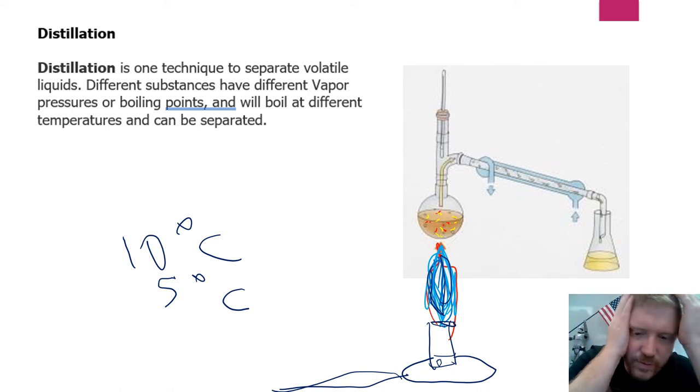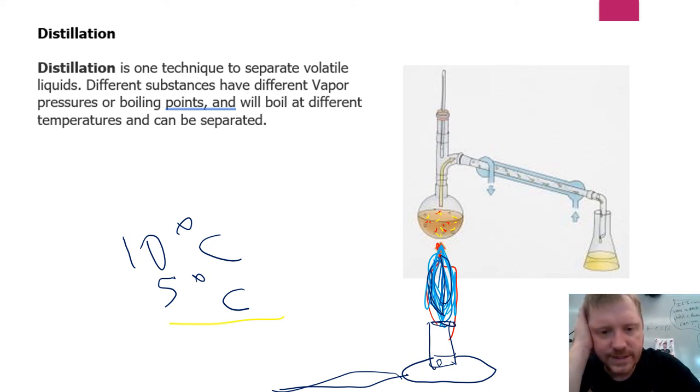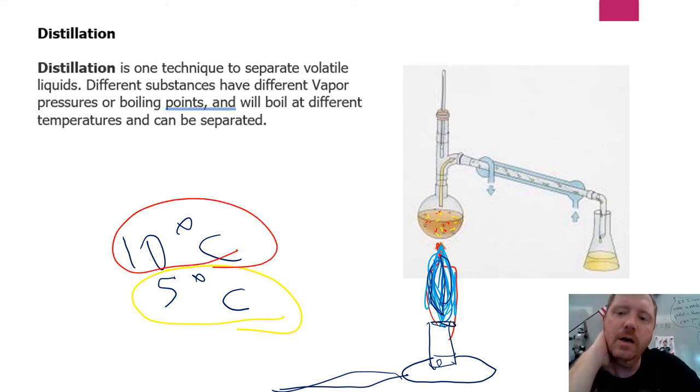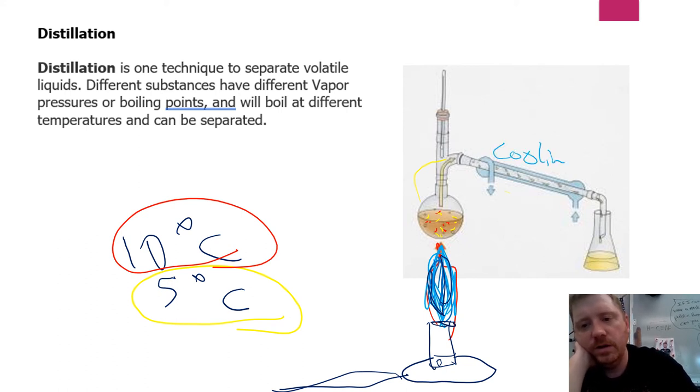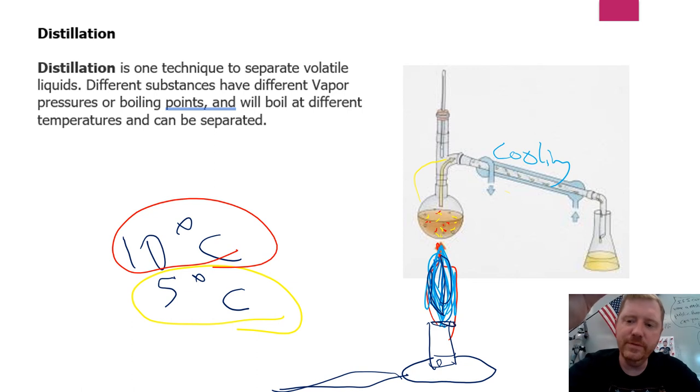And because this is the yellow one, and this is the red one. Since the yellow one has a lower boiling point, it's going to boil first, and it's going to go up, and then it's going to go through this cooling zone. That cooling zone is a tube of glass surrounded by a tube of glass, and the outer tube of glass is filled with cold water, which causes things to get cooled down, and then the cooled gas that travels through it turns back into a liquid.